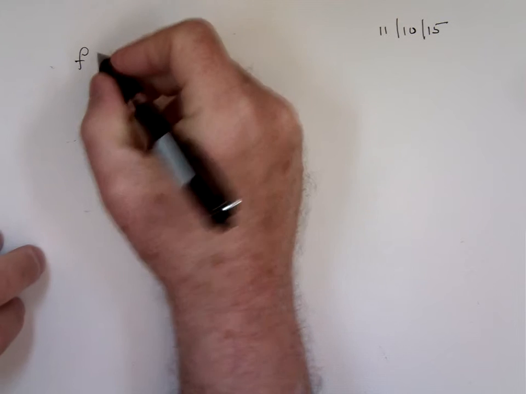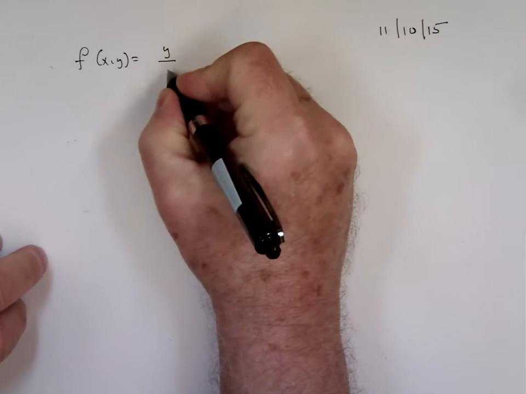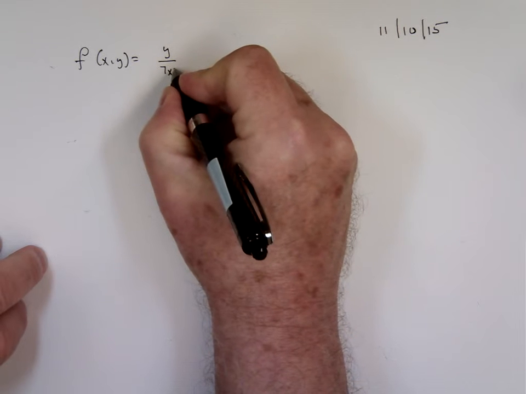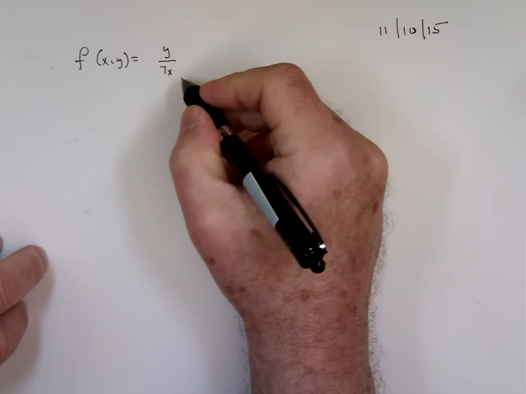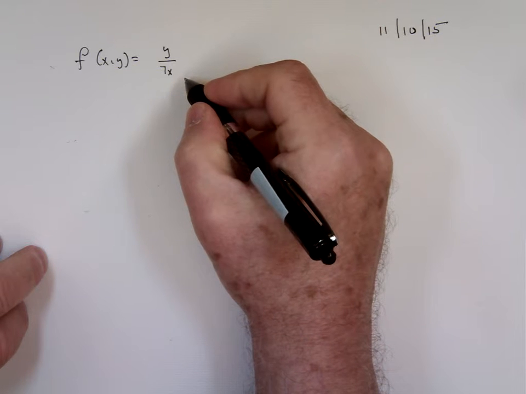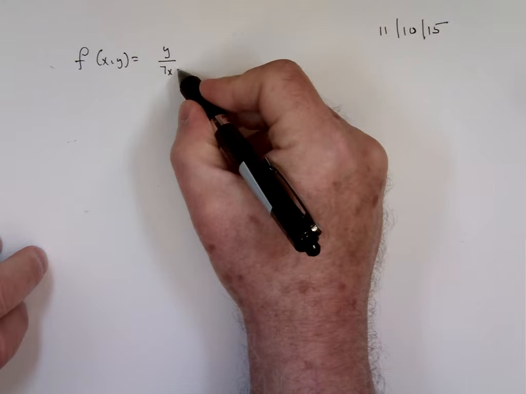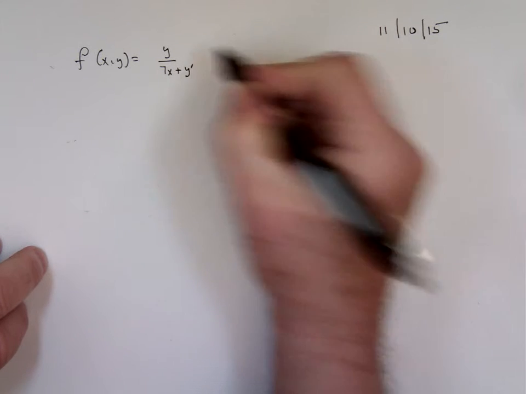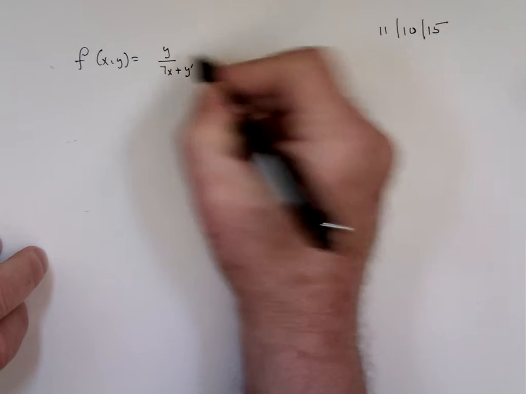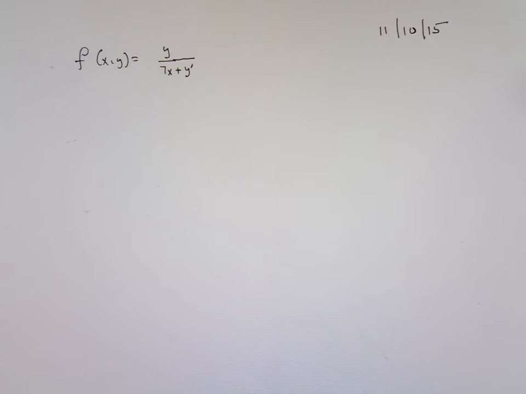What's the problem? f of x, y equals y over 7x plus y prime. What? Yeah, plus, all in the denominator. 7x plus y prime. Like prime? Yeah. Prime. Is this in directional derivatives?